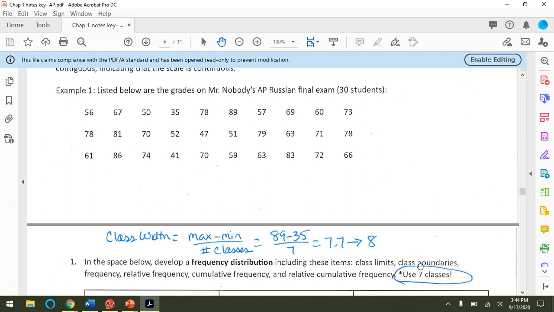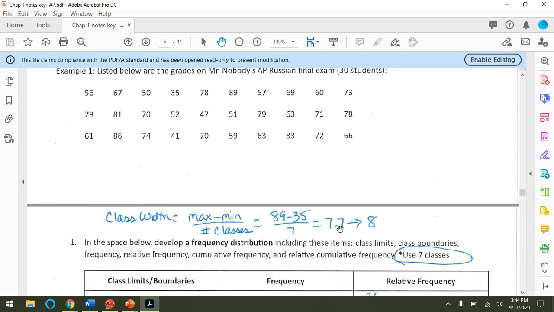All right, so what we're going to do is use this pattern to figure out our class width. You can find your class width by saying max value minus the minimum value divided by your number of classes. So I did 89 minus 35, and I divided by 7. When you divide that, you're going to get 7.7. No matter what this decimal is, even if it's a 7.1, you would round it up to 8. No matter what, you're always going to round your class width up to the next whole number. So if it was 7.01, it would still round up to 8.